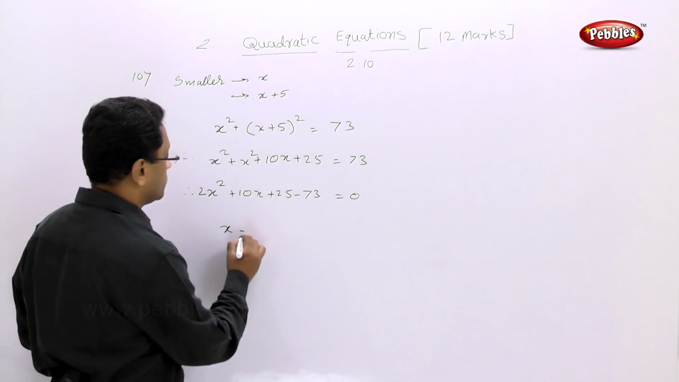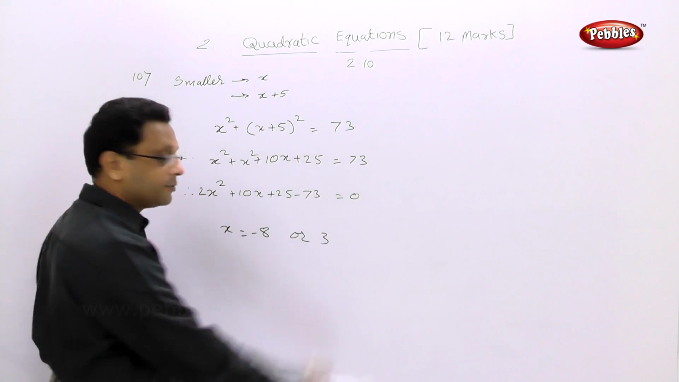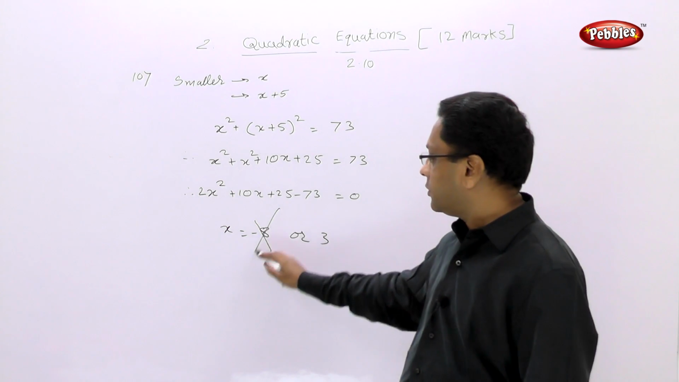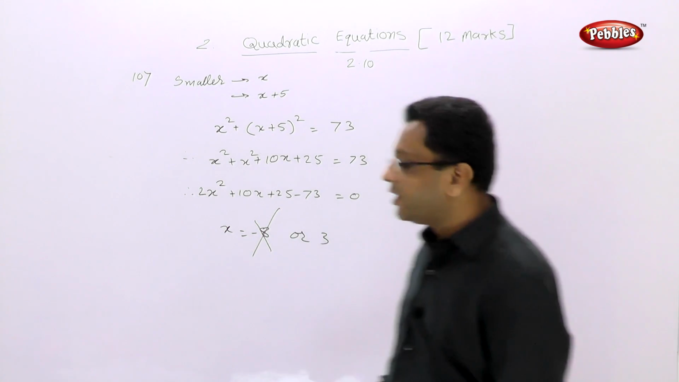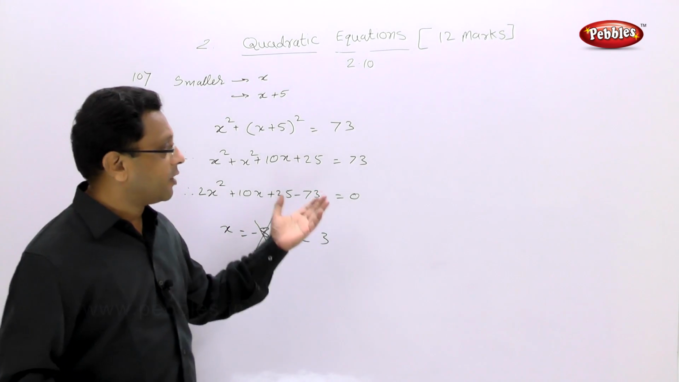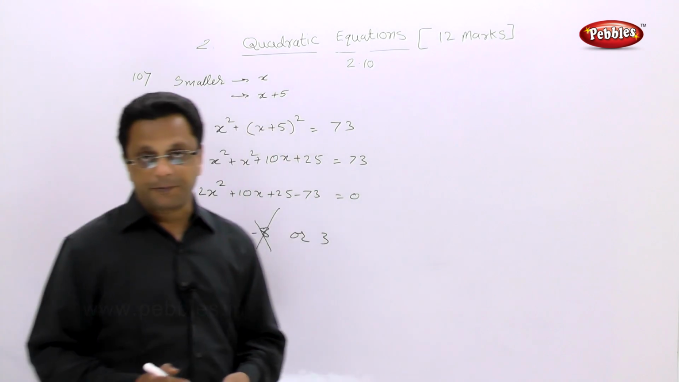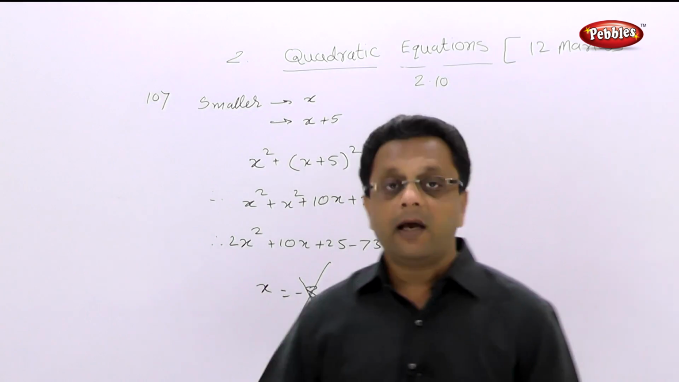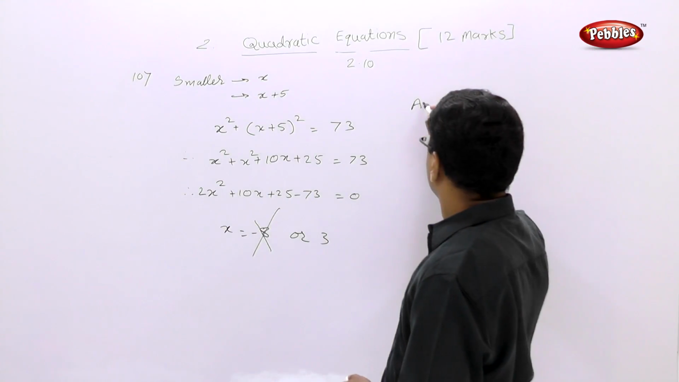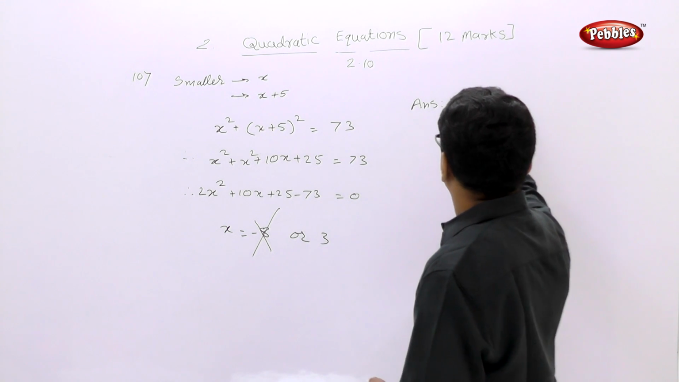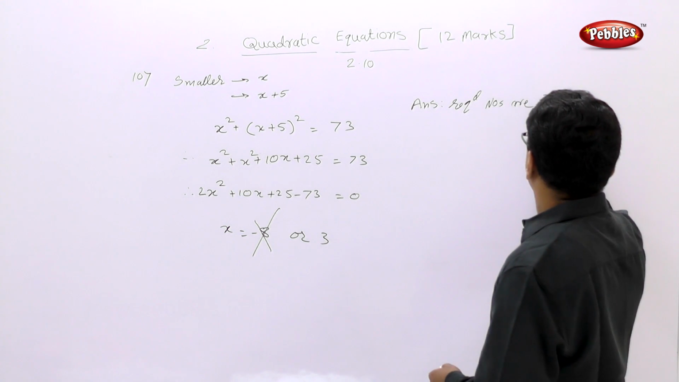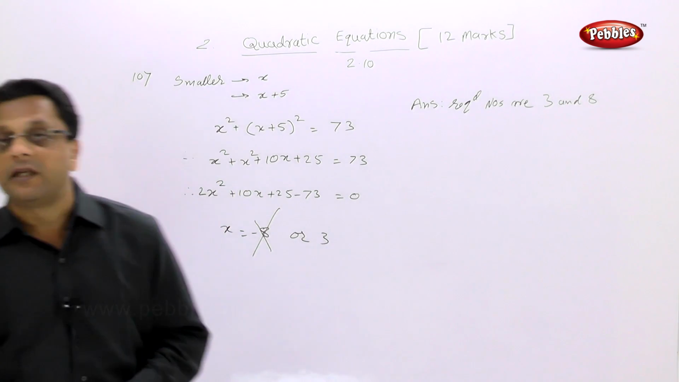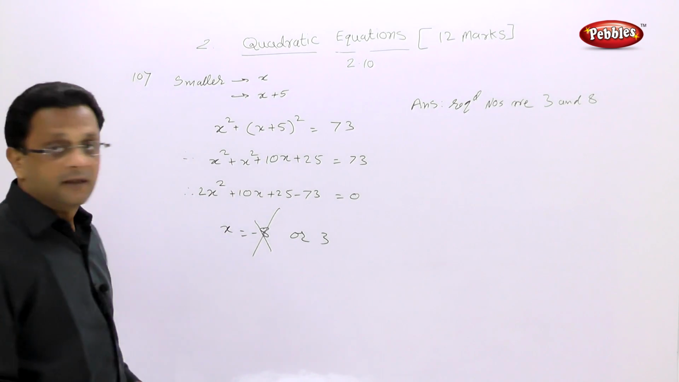x is minus 8 or 3. We know that we want natural numbers, so minus 8 is not possible. So 3 is the number. So as an answer, you can write the required number is 3. Well, we have to find both the numbers. So you have to write 3 and 8 as an answer. Required numbers are 3 and 8. Just mind well what has been asked and write down that as an answer.